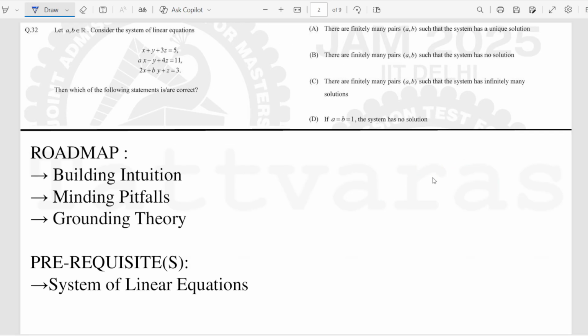Let's get started with this question on system of linear equations. We are given a system which is anchoring on two special variables a, b, and based on the values that these can take, we have to check how many possibilities are there for unique solution, no solution, and finite solution, and a specific particular case as well.